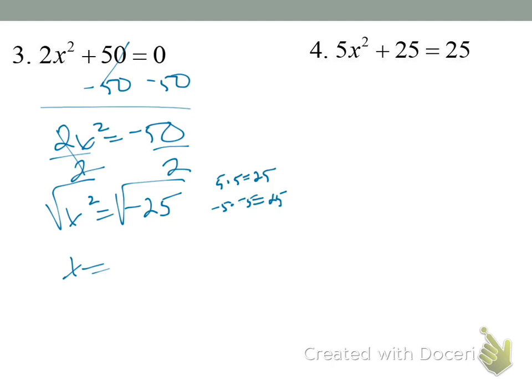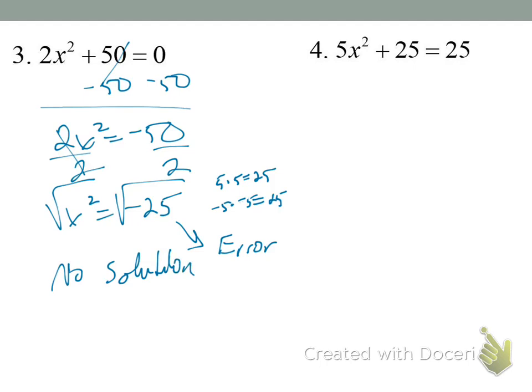If that's confusing to you, then type it into your calculator. And if you type it into your calculator, it will say error. Nope, can't do it. Because there is no number times itself that will give you negative 25. So this is a situation where you have no solution or no real solution.